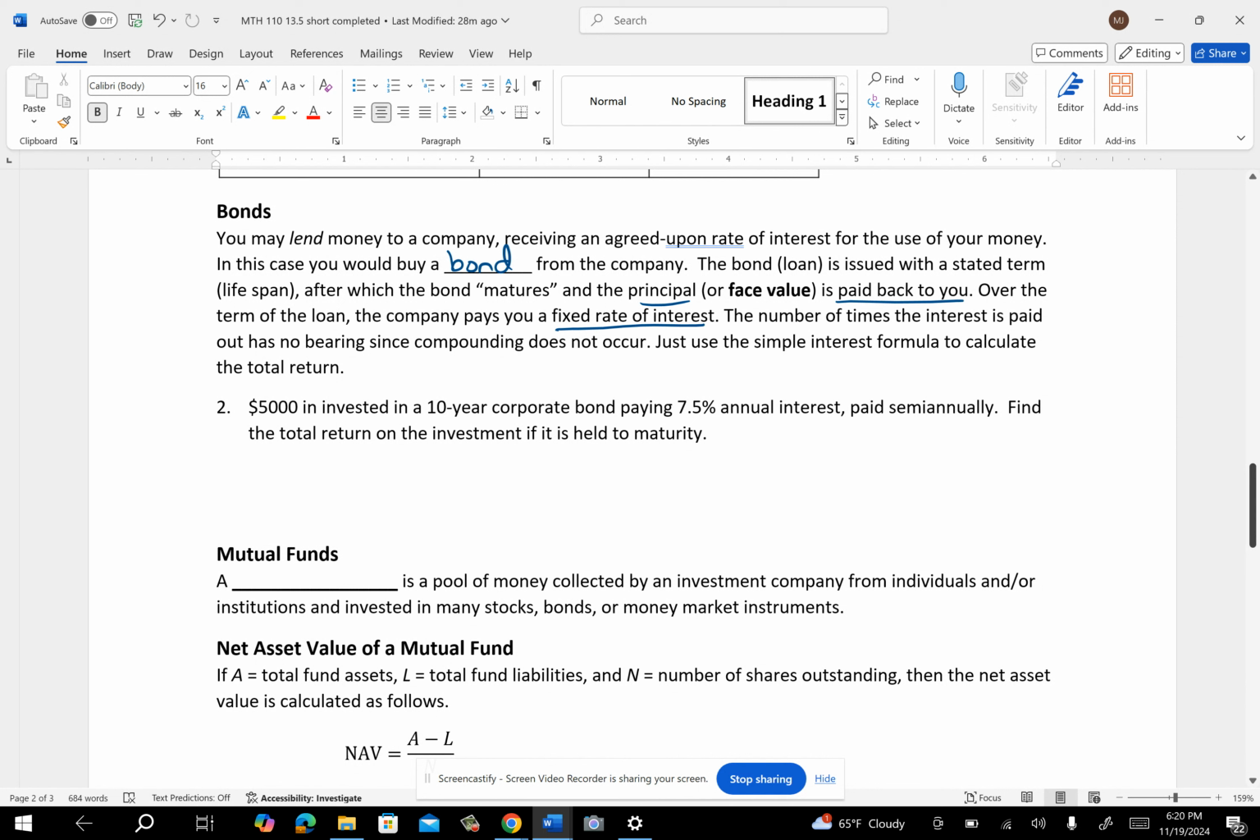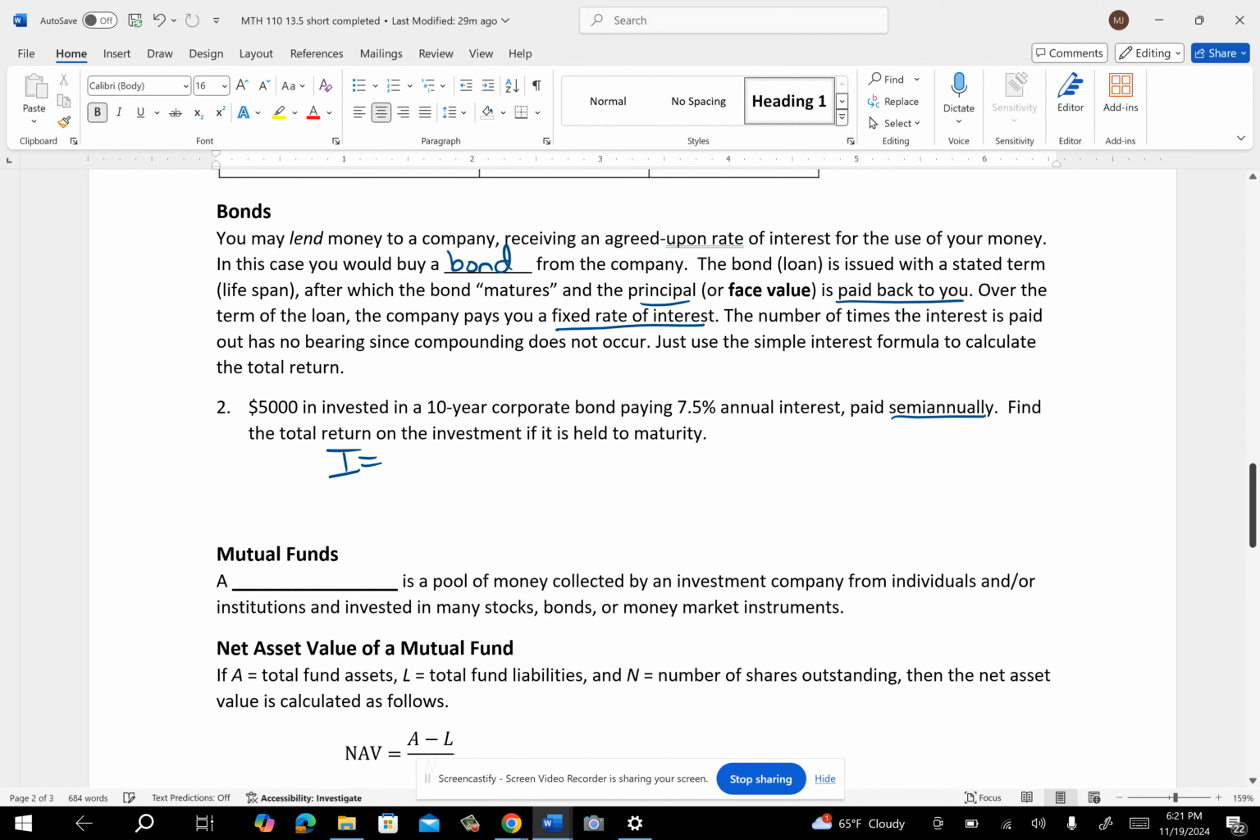Okay? And the number of times that interest is paid out within a year really doesn't change anything. You're really just using simple interest on the bonds. No compounding occurs, even though it sounds like a compounding problem because they'll say things like they're going to pay it semi-annually. But the interest is really just simple interest. They might pay it monthly or twice a year or something like that. So for bonds, when you're doing the return on the investment, it's just simple interest.